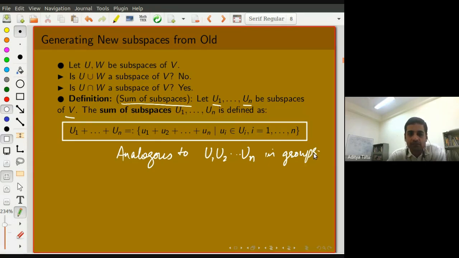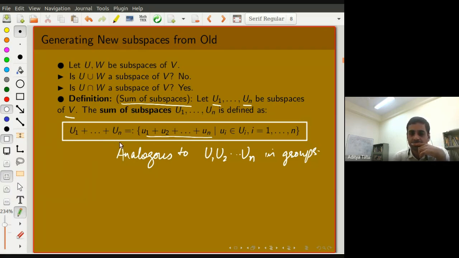All right, U1 and so on and so forth, plus capital UN is defined as: for every element in the n subspaces, you add them. Since all these elements are from the corresponding subspaces, which are subsets of V, all these elements will be elements of the vector space V, surely. So you have this as your new set. Please remember again, we are just defining what is the set on the left hand side.